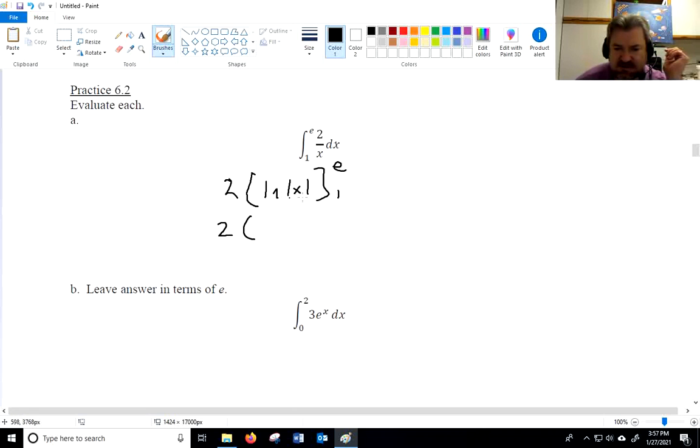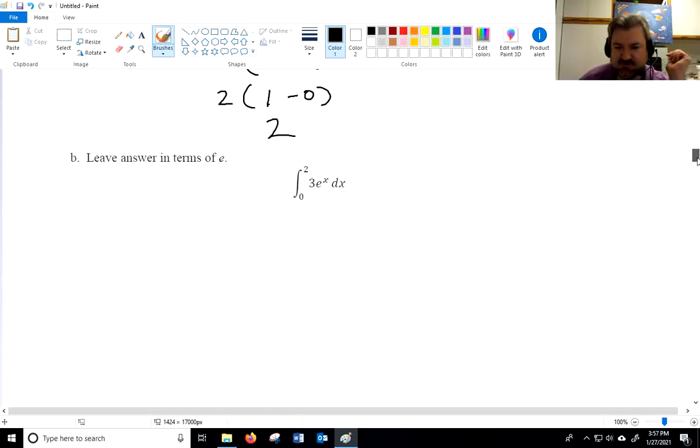So now the natural log of e is just 1. And the natural log of 1 is 0. So I just leave that 2 to the end, and 1 minus 0 is 1, times 2 is 2. So interestingly enough, that's the area there, just 2.